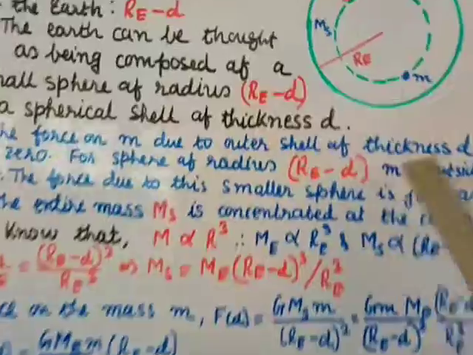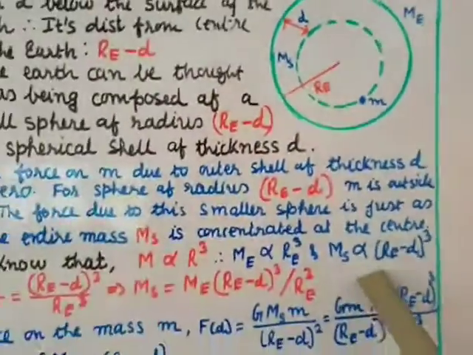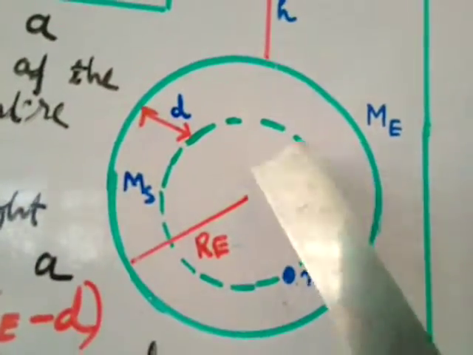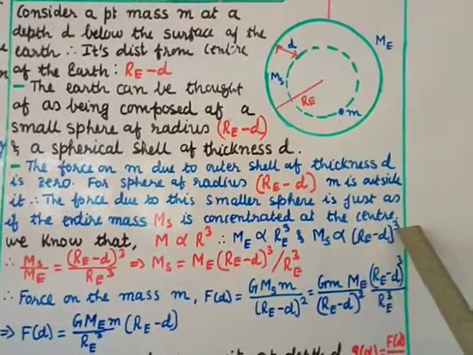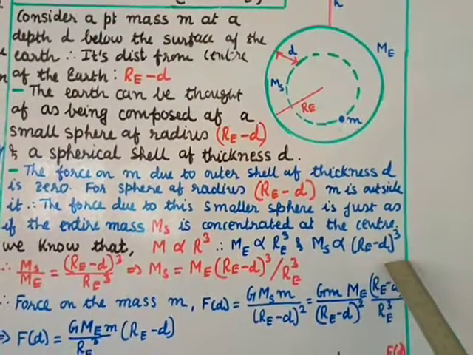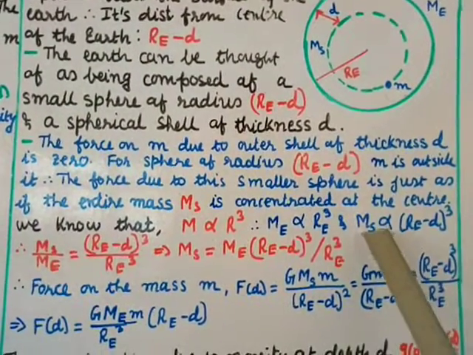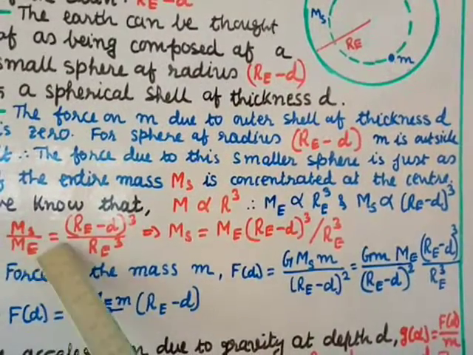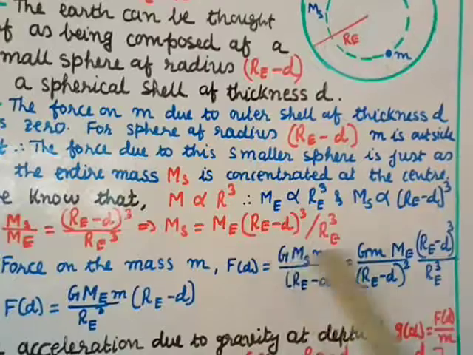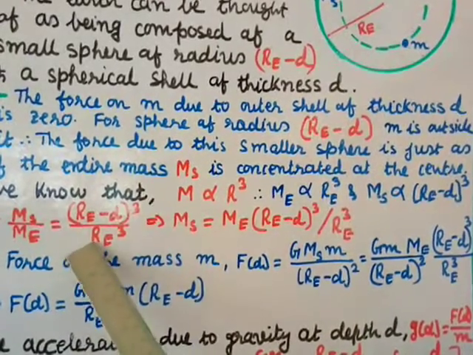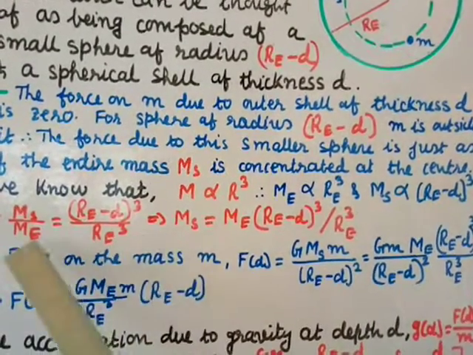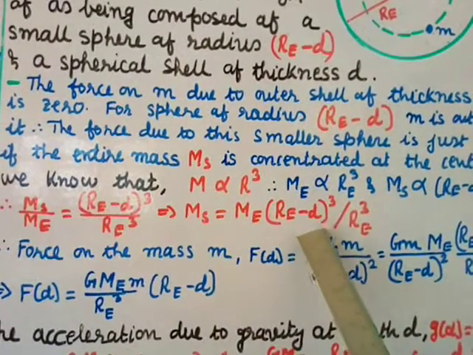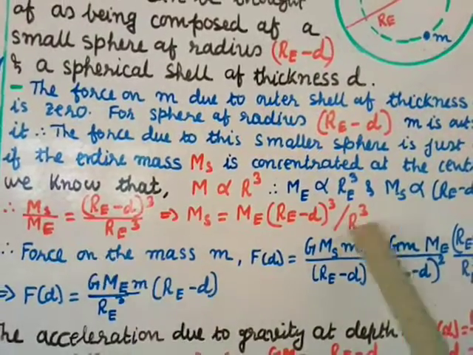Similarly, the mass of the shell, Ms, is proportional to (Re - d) whole cube, since the radius of this shell will be Re - d. Now I'll take the ratio of Ms and Me. So Ms by Me equals (Re - d) whole cube divided by Re cube. From here, Ms equals Me into (Re - d) whole cube divided by Re cube.